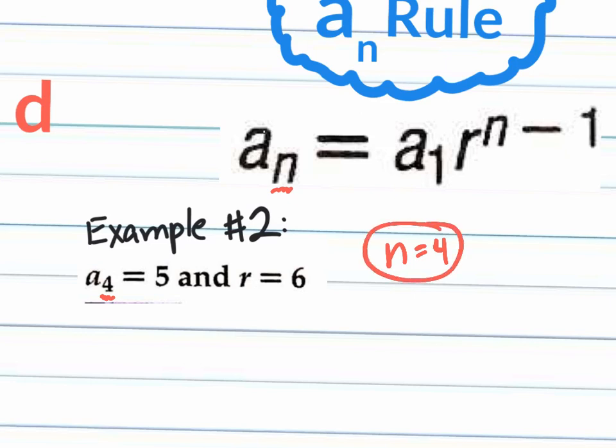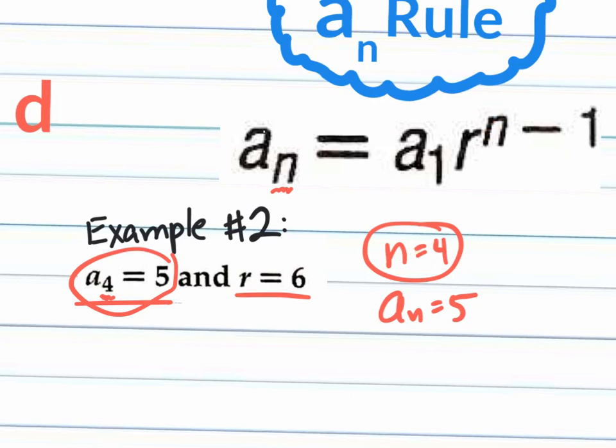We also know that a sub n is 5. They give that to us, right? A sub n equals 5 right there. And they also tell us that our common ratio is 6. So let's take the common ratio 6, put it right here where the r is at. We don't have a sub 1, so we're just going to write it as a sub 1. But we do know a sub n, which we're going to replace with 5. And we also know that n equals 4, which means that this n up here is going to be 4.